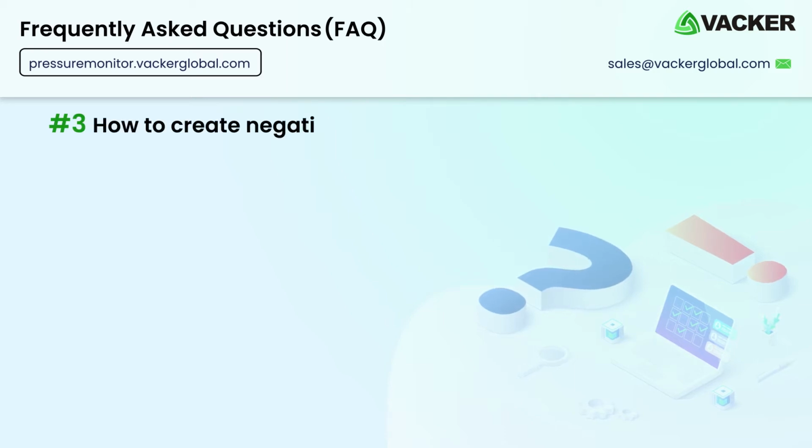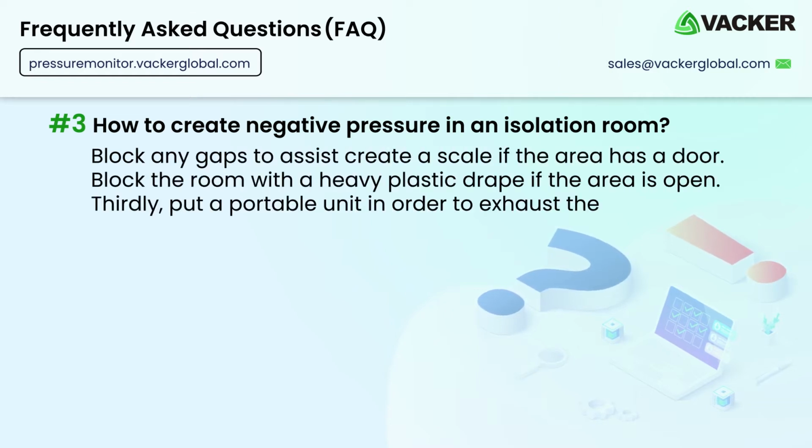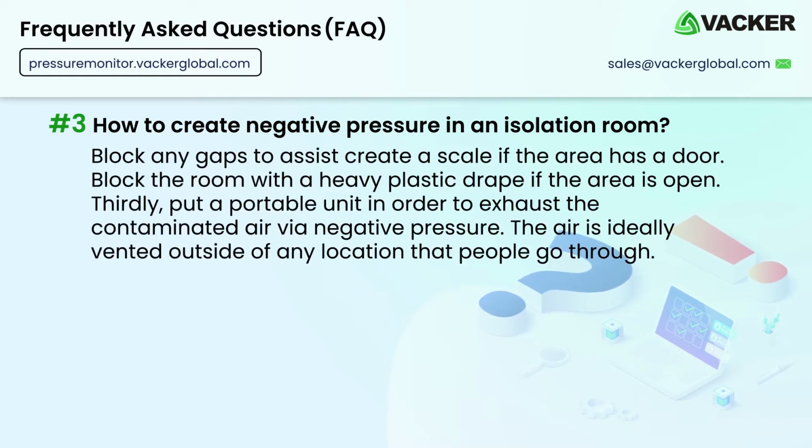How to create negative pressure in an isolation room. First, block any gaps to help create a seal if the area has a door. Second, block the room with a heavy plastic drape if the area is open. Thirdly, put in a portable unit to exhaust the contaminated air via negative pressure. The air is ideally vented outside of any location that people go through.